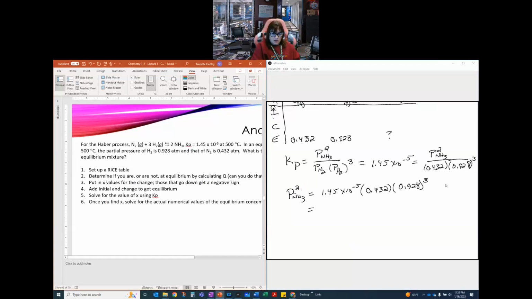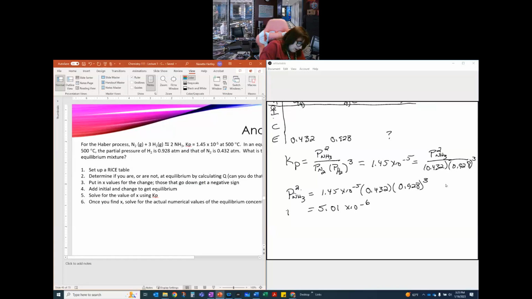So I can do the happy math that goes with those numbers that I've been given, 1.45 times 10 to the negative fifth times 0.432 times 0.928 cubed. And I end up with 5.01 times 10 to the minus 6. And again, all three of those have 3 sig figs. That's why I left it as 5.01, even though it came out as 5.006. That's why I wrote it up.